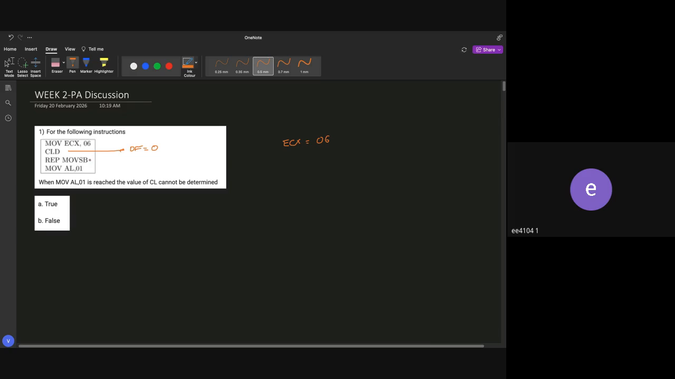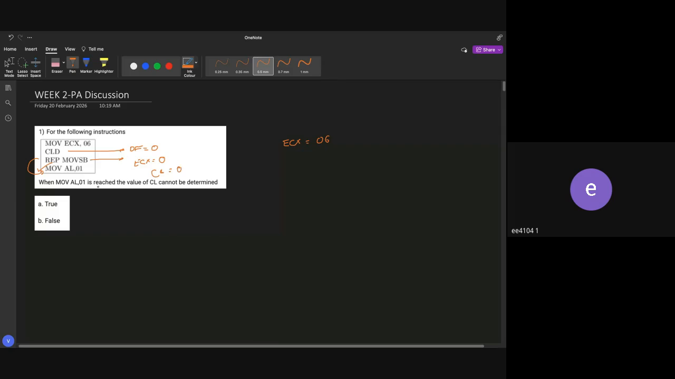And the third line checks ECX. Unless this ECX is 0, it will keep repeating, right? So it will stop once the ECX is 0. Since we know that the code has reached this point, move AL, 1, from the third line, we know that ECX equals 0, or CL is equal to 0.